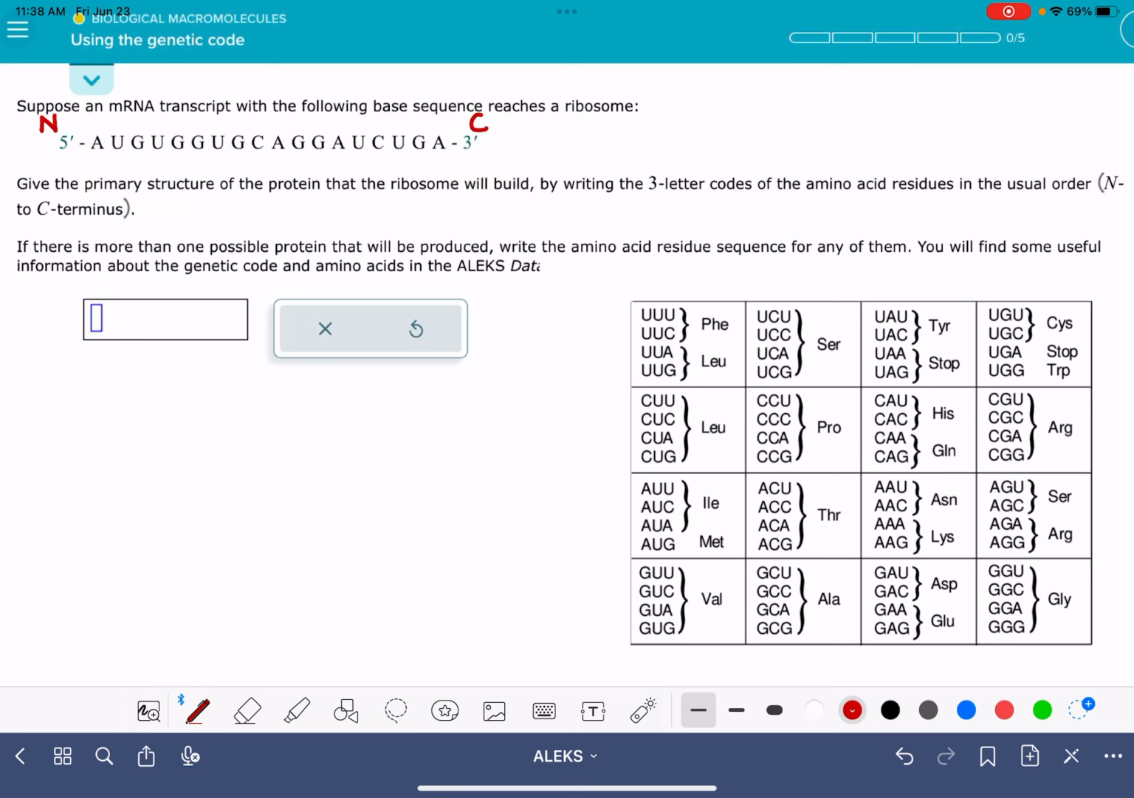The N terminus corresponds with the 5' end, and the C terminus corresponds with the 3' end. So this strand written from 5' to 3' is in the correct order for us to write out a protein from N to C.